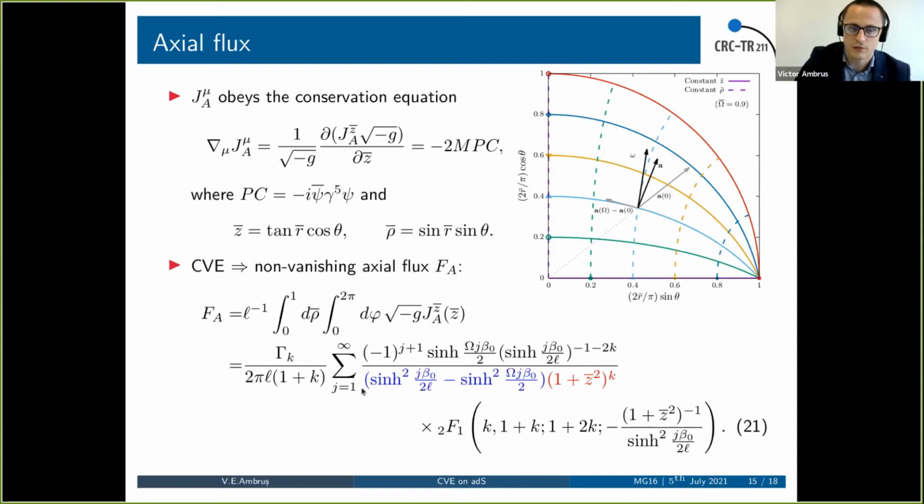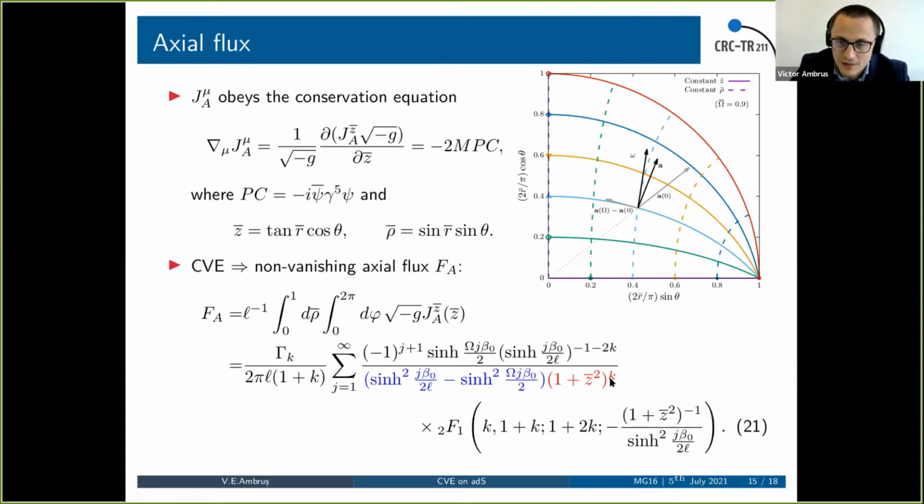So we can expect that the axial flux will be in fact infinite because the axial vortical conductivity stays constant in the equatorial plane. Therefore, in the equatorial plane, we expect to have the same axial current everywhere. And since there is an infinite area, that will generate an infinite flux.